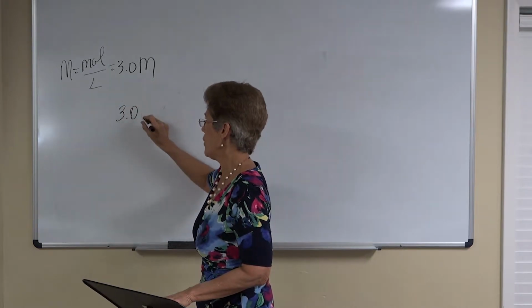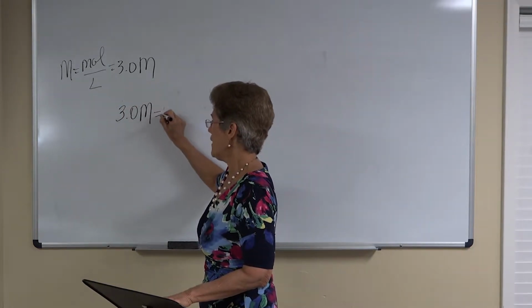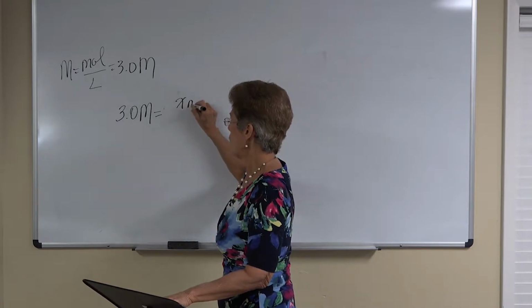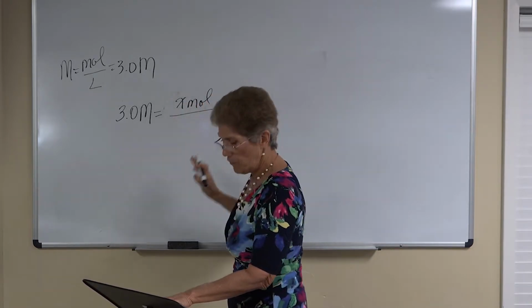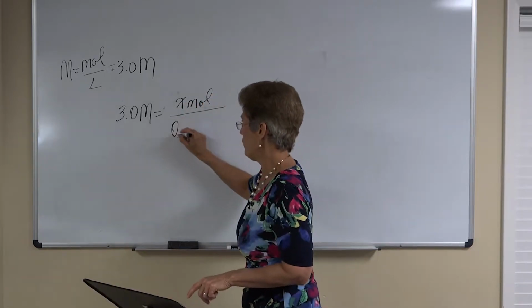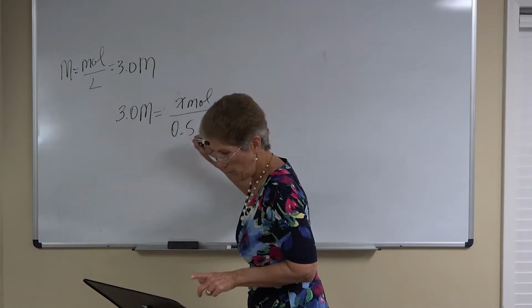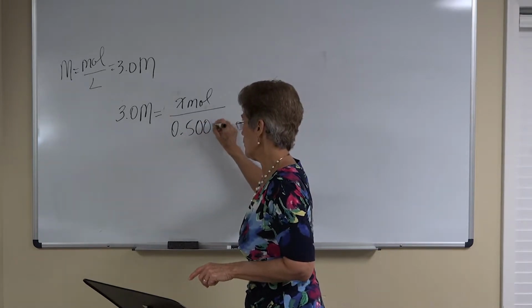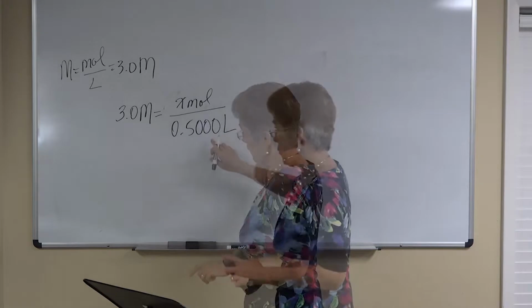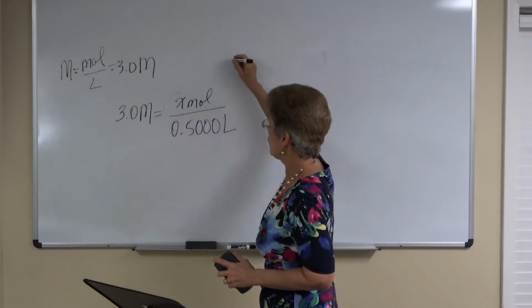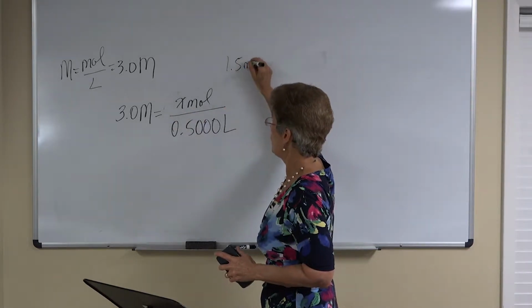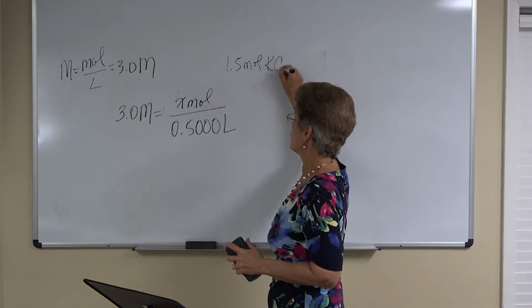We know that 3.0 molar equals the number of moles divided by the number of liters, which in this case, 500 mL would be 0.50000 liters. So when we multiply this by this, we know that we have 1.5 moles of potassium chloride.